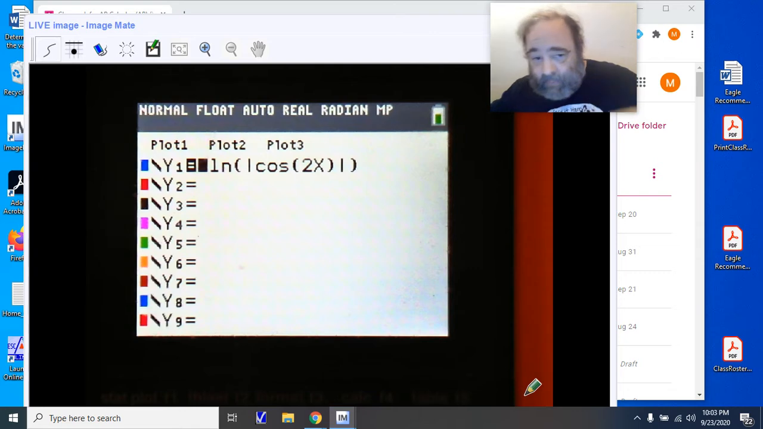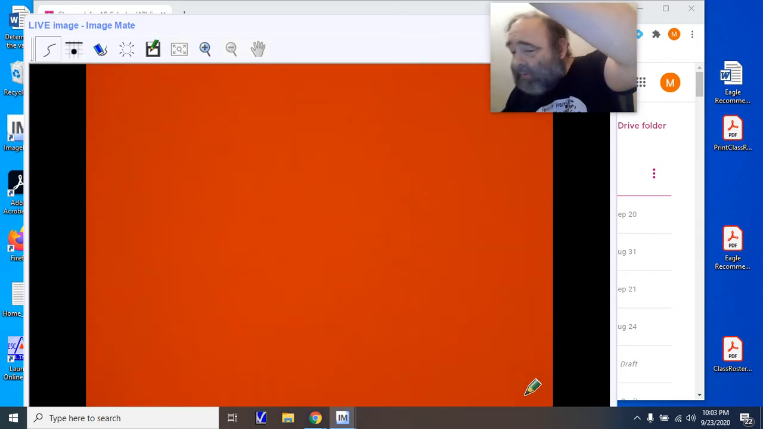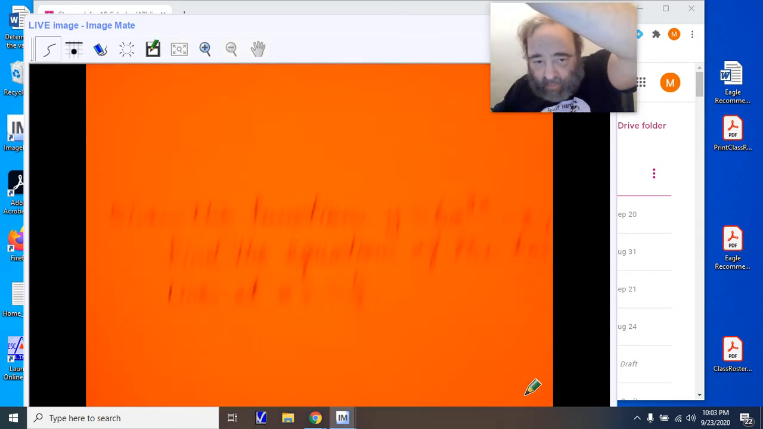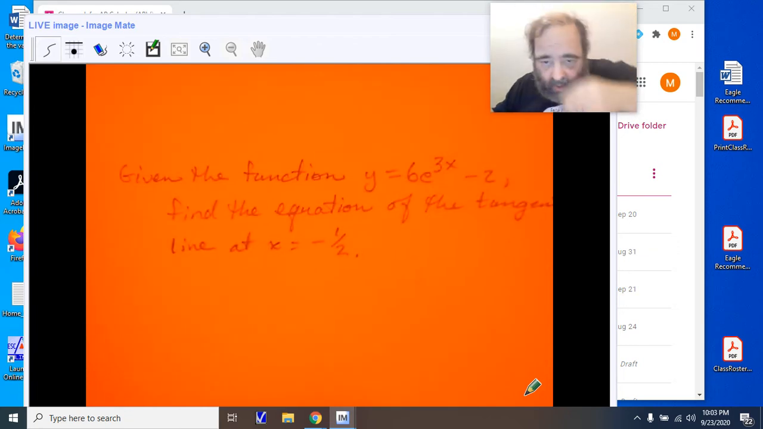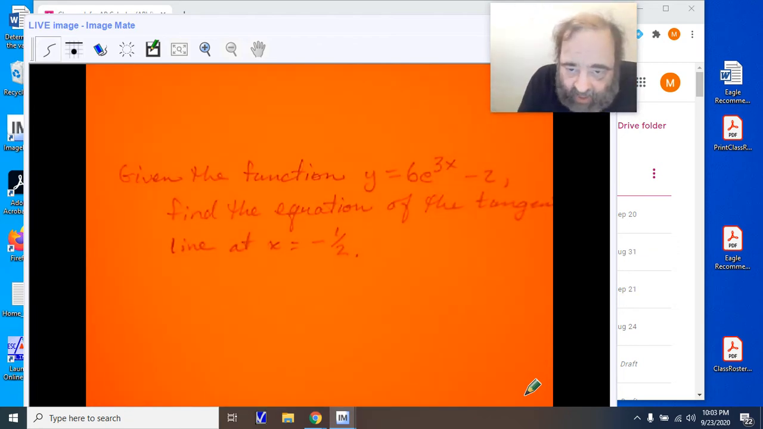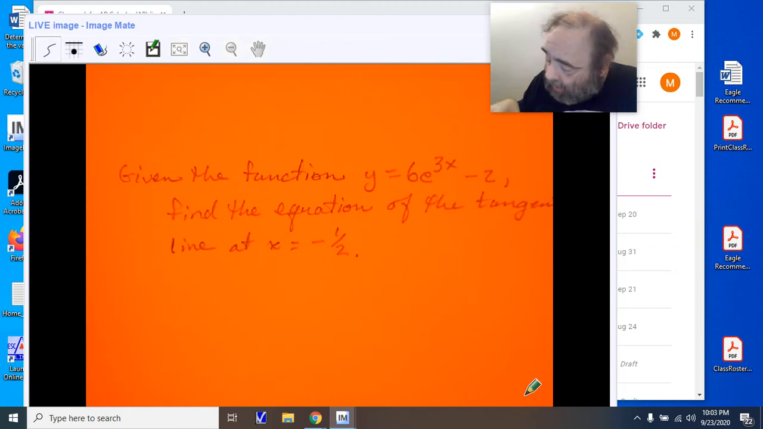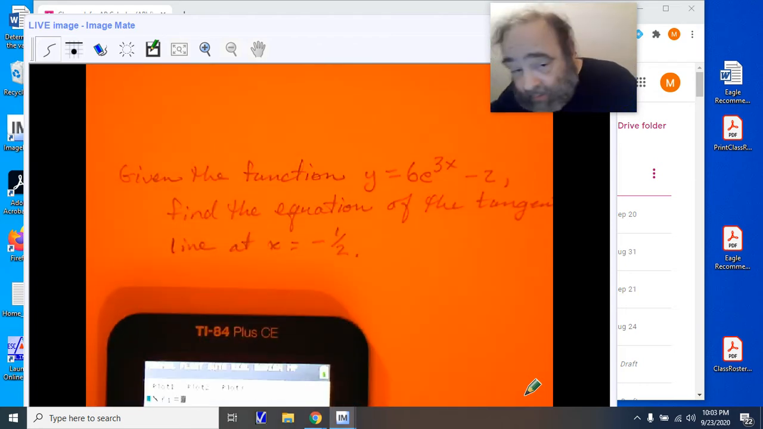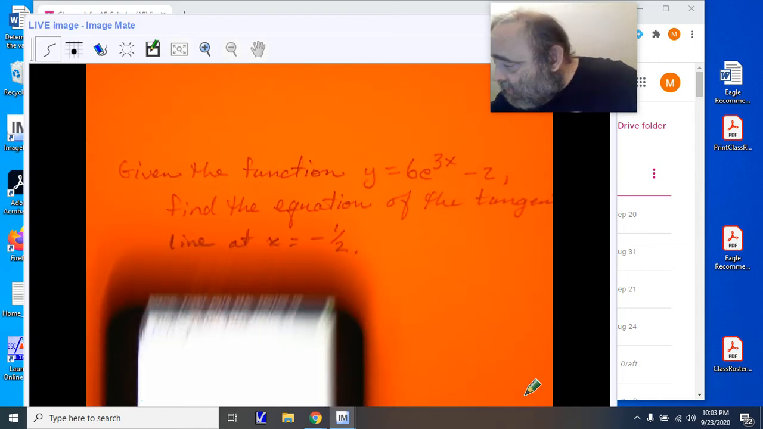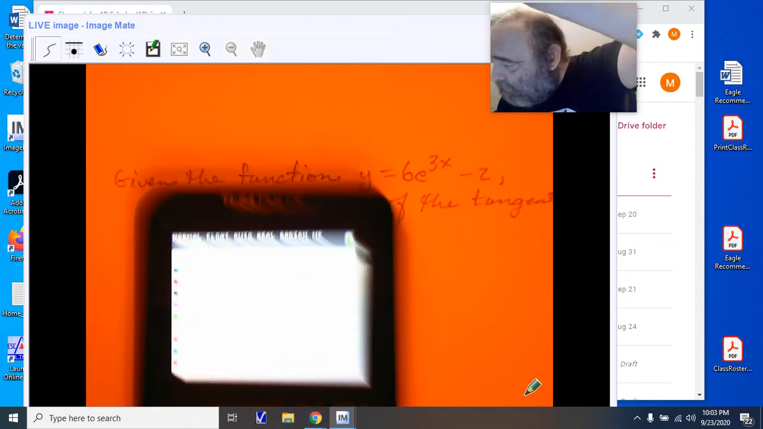Going to y equals. Let's now zoom back out and see the second problem that we have here. Given the function y equals 6e to the quantity 3x minus 2, find the equation of the tangent line at x equals negative 1/2. So once again, go to your graph, go to y equals, and put in the equation. This is 6e to the power of 3x minus 2. Let me zoom in.